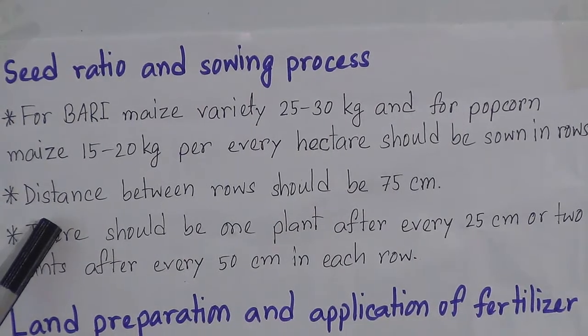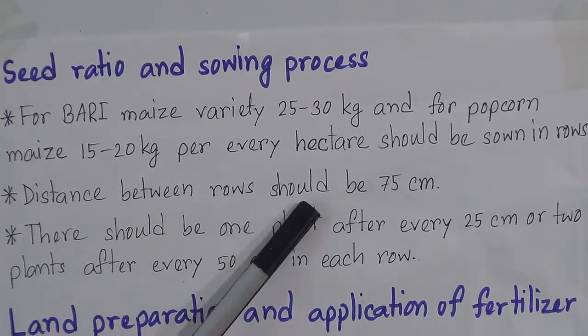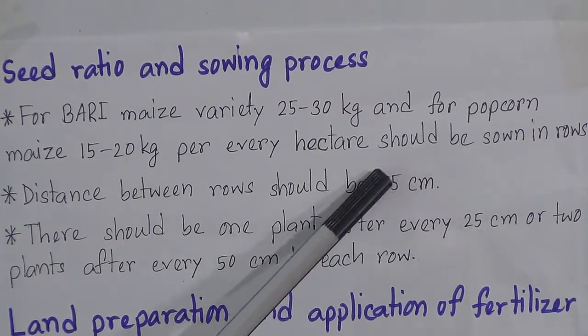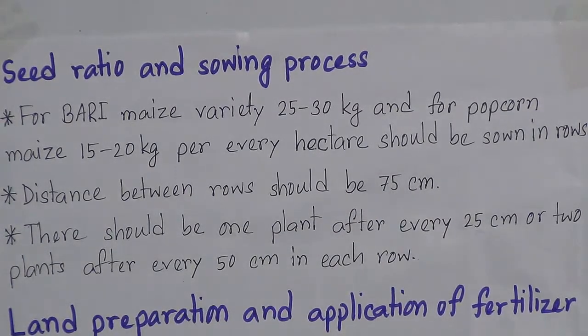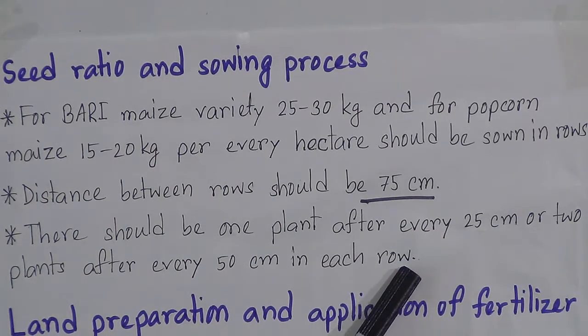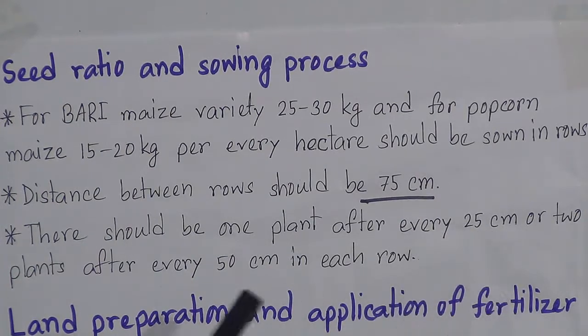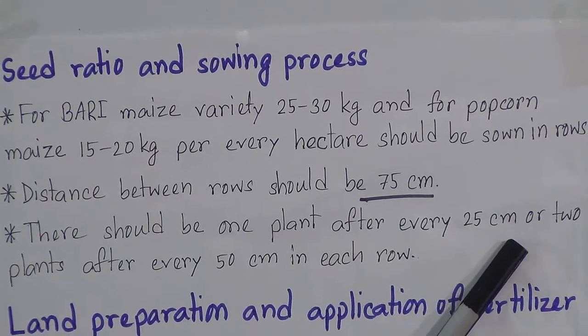And what will be the distance? Distance between rows should be 75 centimeter. It is very important, remember. So distance will be 75 centimeter, and there should be one plant after every 25 centimeter or 2 plants after every 50 centimeter in each row. Now look, for one plant 25 centimeter and for 2 plants 50 centimeters.